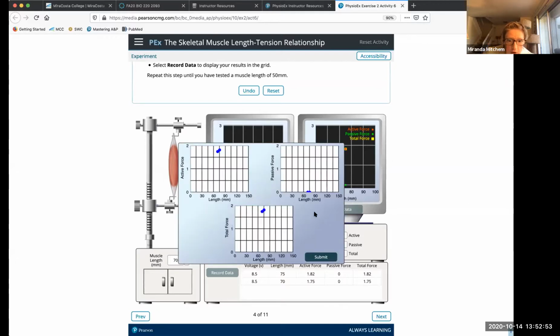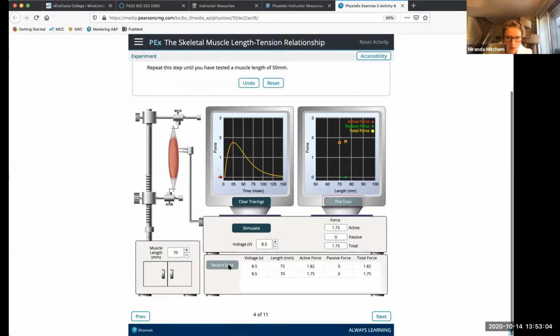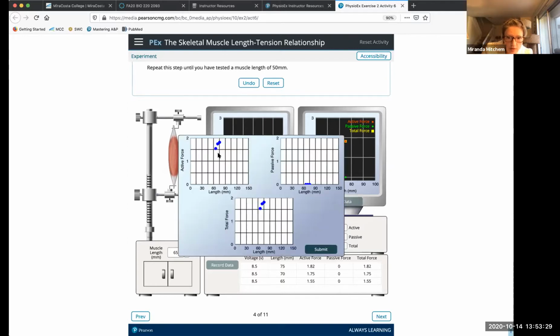All right, so looking at the graphs, we've got our active force, our passive force, and then our total force. They're slightly different between the two. Okay, let's clear the tracings, and now we're going to go to 65. We're going to stimulate. Record. So look at our active force. It's decreasing as the muscle length decreases. Our passive force is still 0 because we're active. So let's plot that data. So now we've got a bigger drop, right? The other two were closer nestled together.